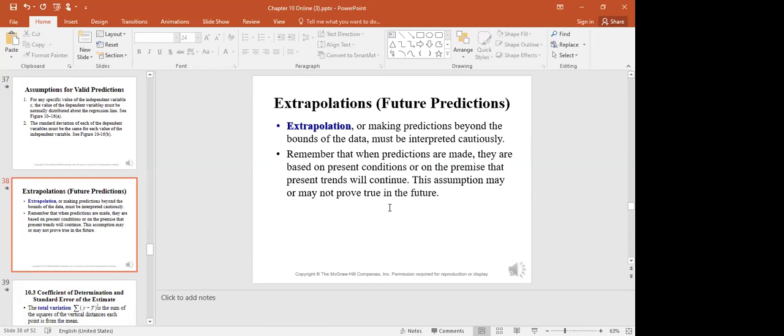We call a prediction an extrapolation when the value we are using to make that prediction is out of the range of values of x. Otherwise, it is an interpolation.